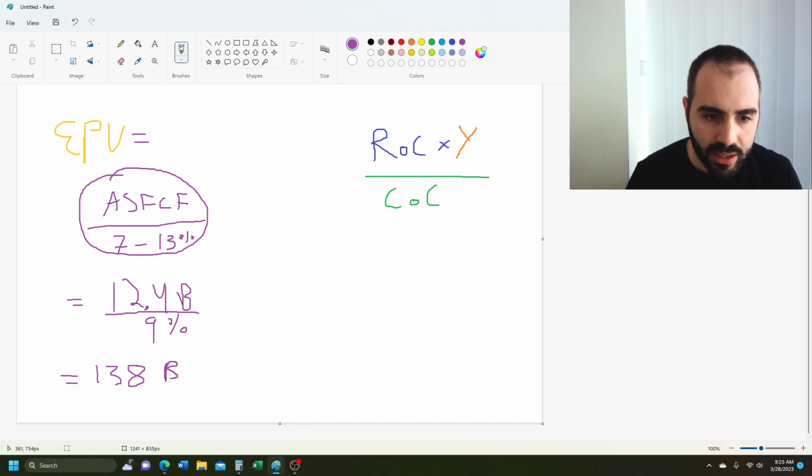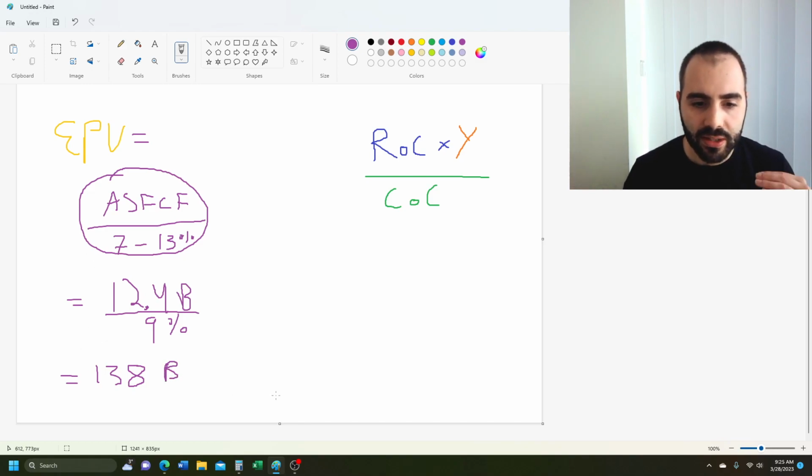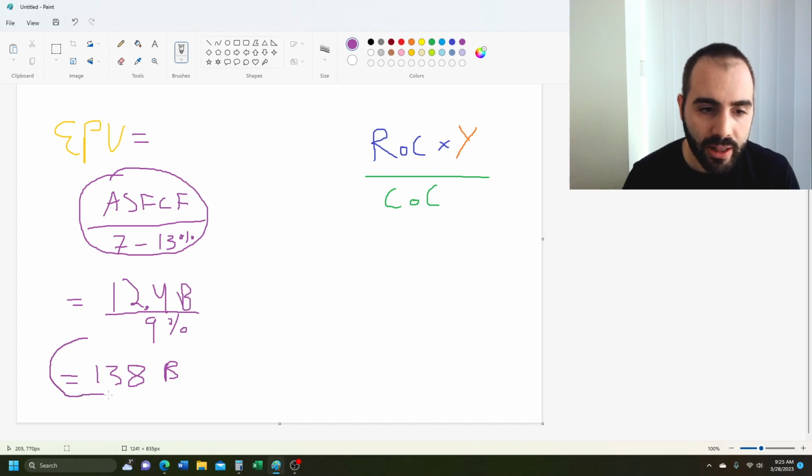So this is the earnings power value. This means if we maintain the average sustainable free cash flows into the indefinite future, and our cost of capital is 9%, then the company, in terms of its sustainable free cash flows, is worth $138 billion. So this would be considered the earnings power value. This is the non-growth value of the free cash flows.